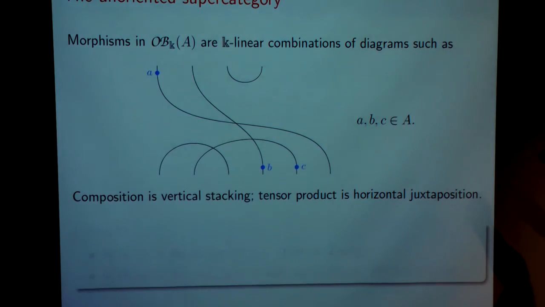Okay, so morphisms in our category, I put oriented. This should not be oriented anymore. And I should have a sigma. Sorry, I just rewrote the other one. So morphisms in this category just look like morphisms in the Brauer category, except again, strands can carry tokens labeled by this division superalgebra. Composition is vertical stacking, tensor product is horizontal juxtaposition.